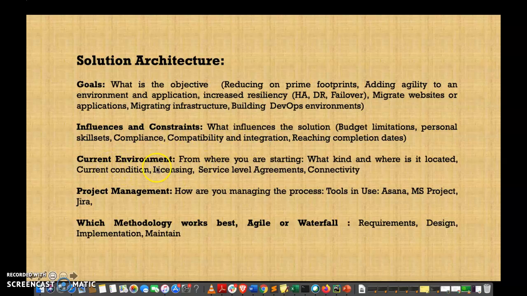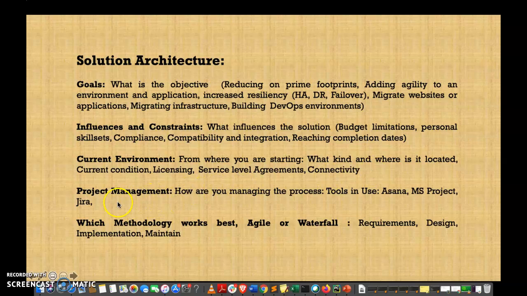Another factor is current environment, where you have to see what existing footprints are there in your data center. Like where is it located, what all conditions that you have, what all infrastructure that you have, then licensing and service level agreements and connectivity.